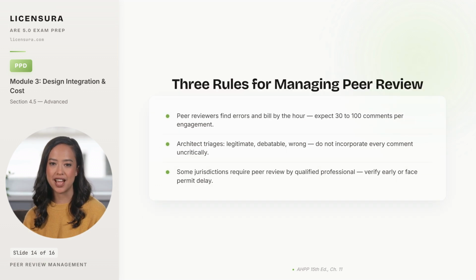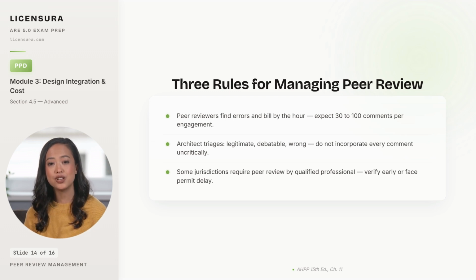The architect who follows them gets value rather than overhead. First, peer reviewers find errors and bill by the hour to do so. Their job is to find problems, and the report typically lands with between 30 and 100 comments. Most comments are legitimate, some are debatable, and a few will turn out to be wrong because the reviewer did not have full context. Plan for that volume in advance and budget review time on the architect's side.